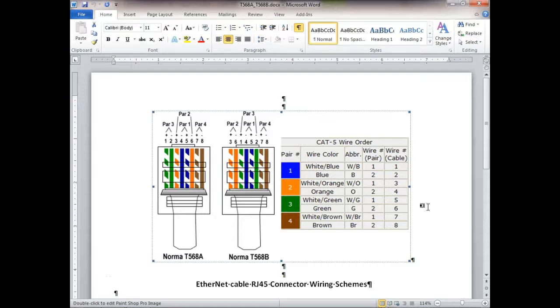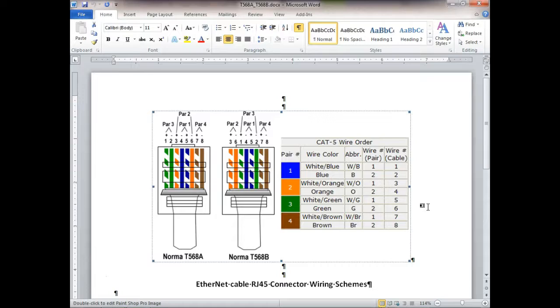But it would roll the what? The green and the what? The green, the orange-white, orange, and the green-white, green pairs are what swapped. And the blue stuck in there, right? So if you look at this guy, it's orange-white, orange, green-white, blue, blue-white, green, brown-white, brown. I look at this, it's green-white, green, orange-white, blue, blue-white, orange, brown-white, brown. So this is the what? This is a crossover cable.